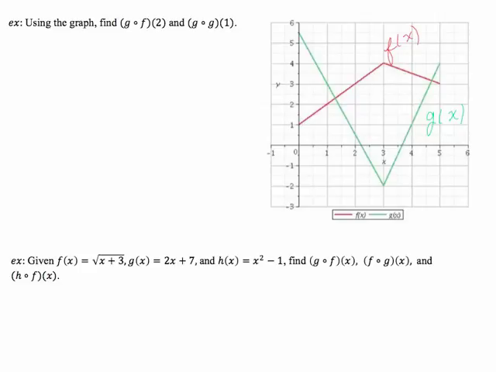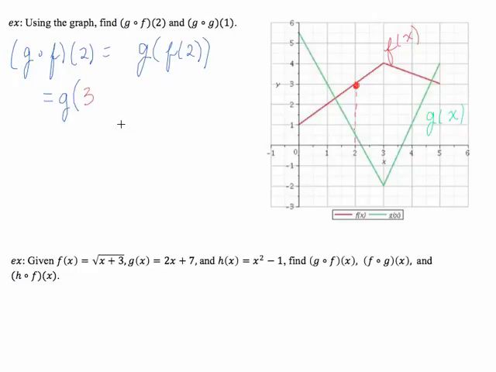So we want to find, first, let's find g composed of f of 2. So that means g of f of 2. So that means g of, okay, we need f of 2. Well, f of x is the red function, so f of 2 is what is y when x is 2. So we come over here, there's x is 2, we go up to the function. F of 2 is 3.